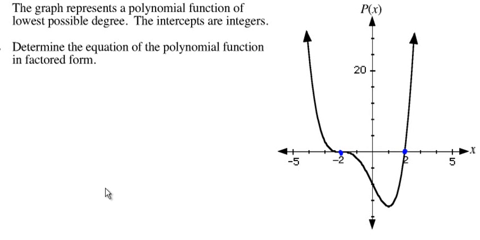Okay, this graph represents a polynomial function of lowest possible degree. The intercepts are integers, which means this one is at negative 2, and this one is at 2.